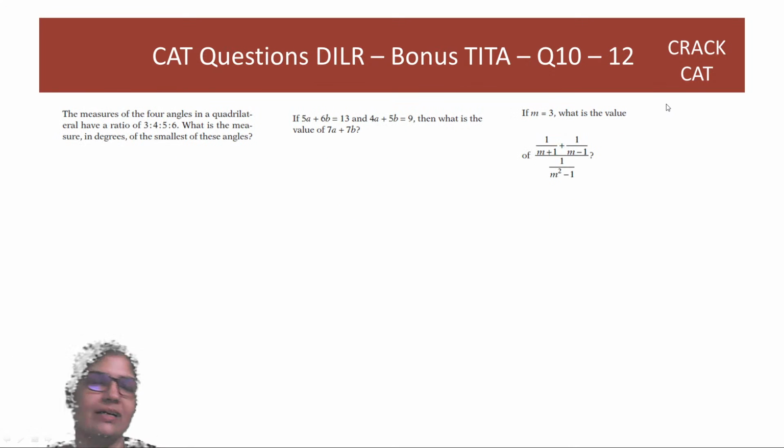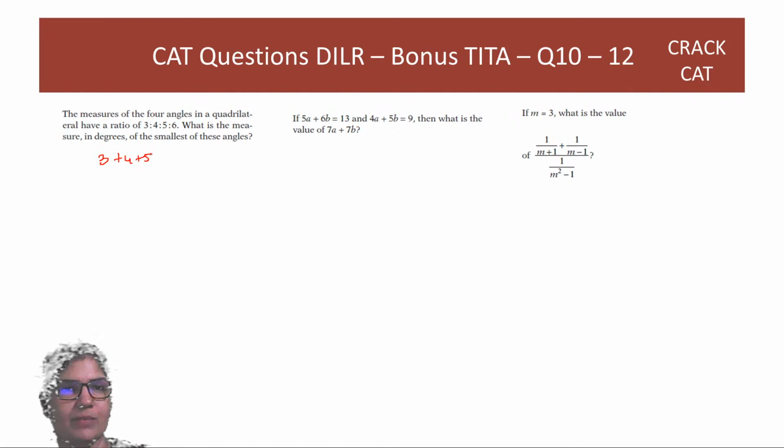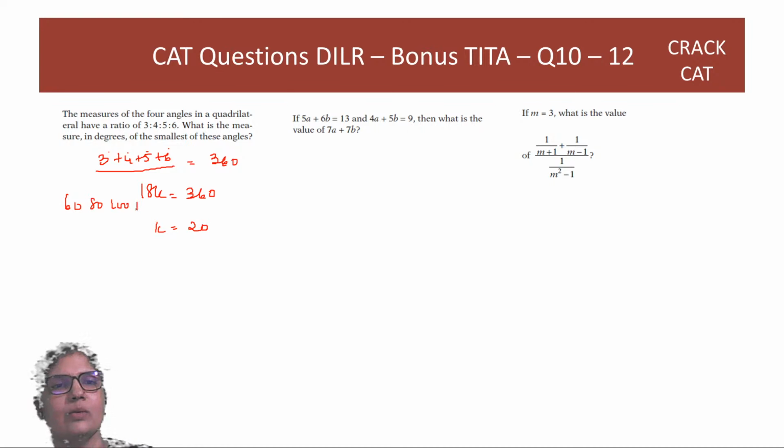The measure of the 4 angles in a quadrilateral have a ratio of all this. What is the measure in degrees of the smallest of these angles? So you say, okay, 3 plus 4 plus 5 plus 6. These are the 4 angles. So normally, of course, you'll say 3K, 4K, 5K, 6K. This has to add up to the angles in a quadrilateral, which is 360. So 18K in some sense adds up to 360. K is 20. So the angles will be 60, 80, 100, 120. Smallest of these is 60.